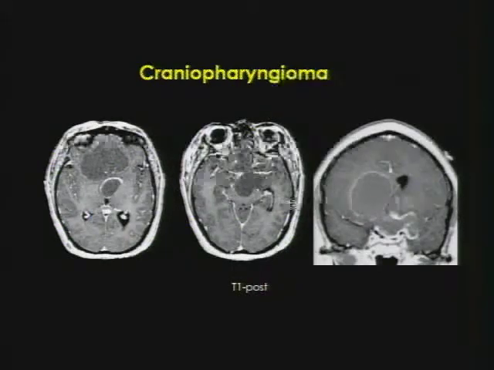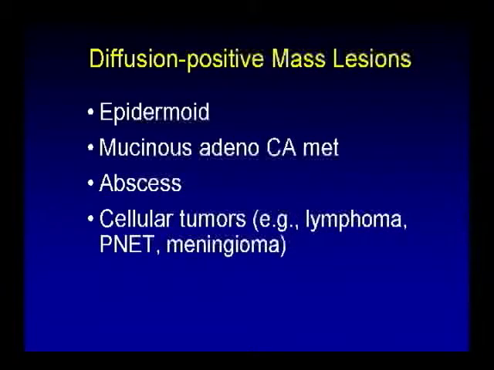Here is a post-gad imaging of that patient showing you a thin rim of enhancement. Diffusion positive mass. I told you about how diffusion-weighted imaging can be incredibly helpful. Commit to memory some of these tumors or lesions that are diffusion positive: epidermoid, mucinous adenocarcinoma, abscess, particularly the pyogenic variety, but also some cellular tumors as well.